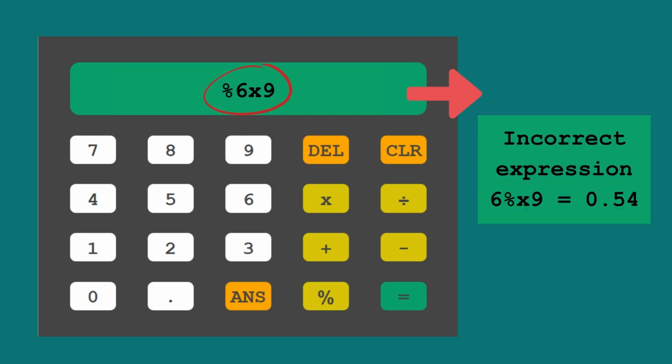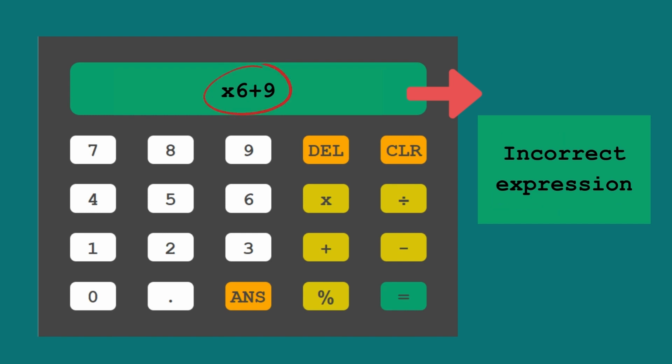If the user inputs %6 times 9, the expression is invalid. On the other hand, if they enter 6% times 9, the equation is valid and equals 0.54. As we can see, the first character is valid when it is a number and invalid when it is an operator. Similarly, when a user enters times 6 plus 9, this is an invalid expression.